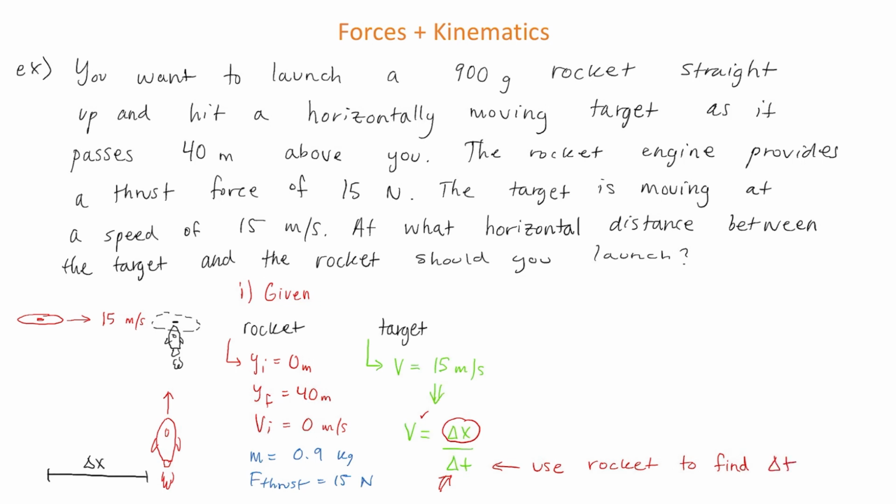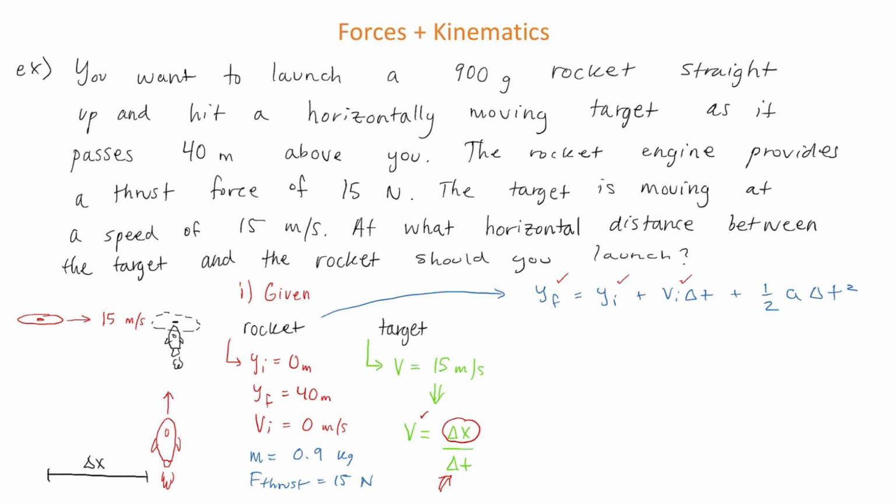for delta t. And now based on what we have for the rocket, we should use this kinematic equation to solve for delta t. Because we have the final position, we have the initial position, we have the initial velocity. But what we're missing is the acceleration. But we can find the acceleration if we use forces.